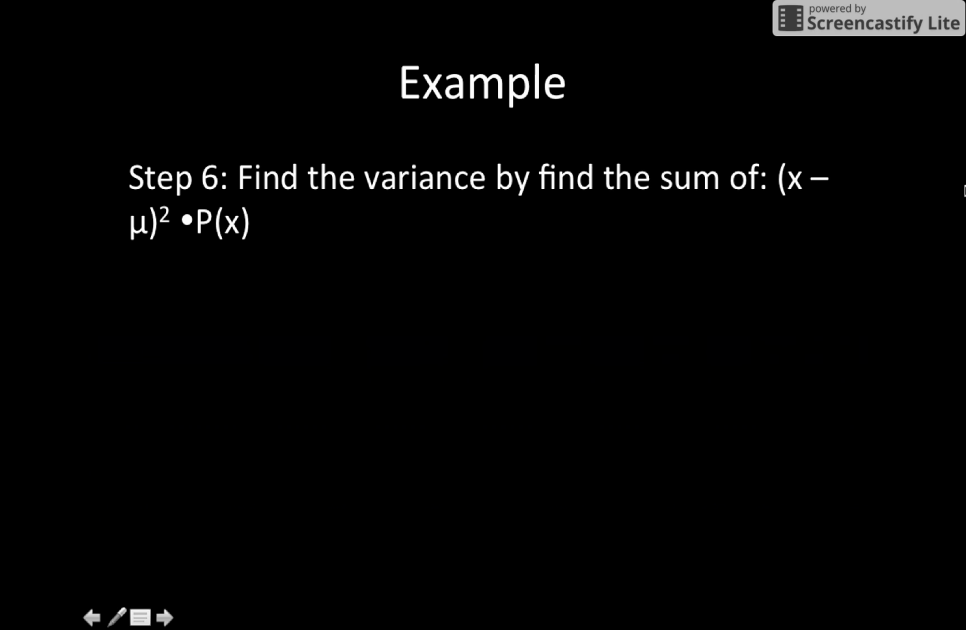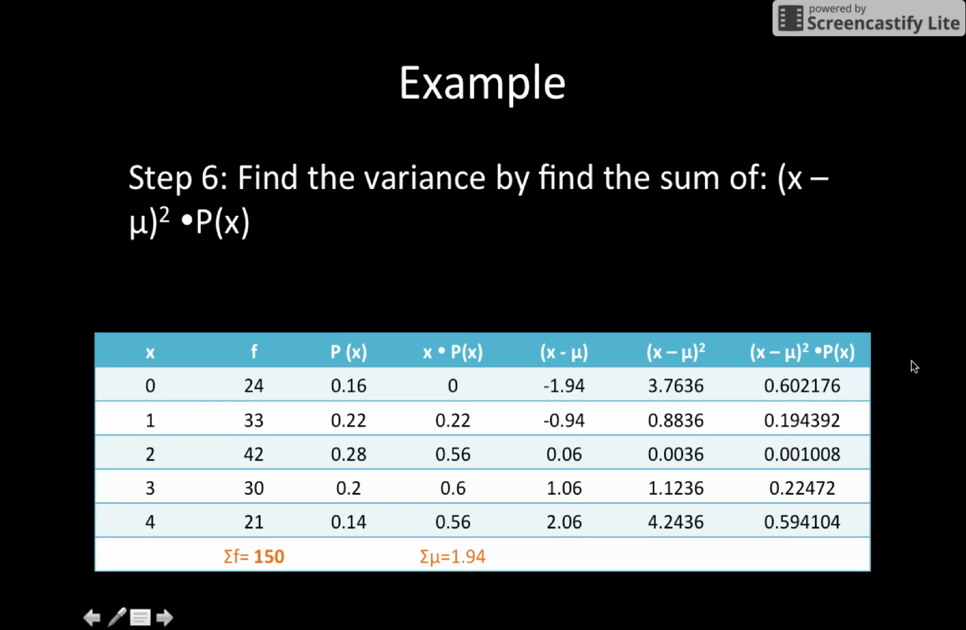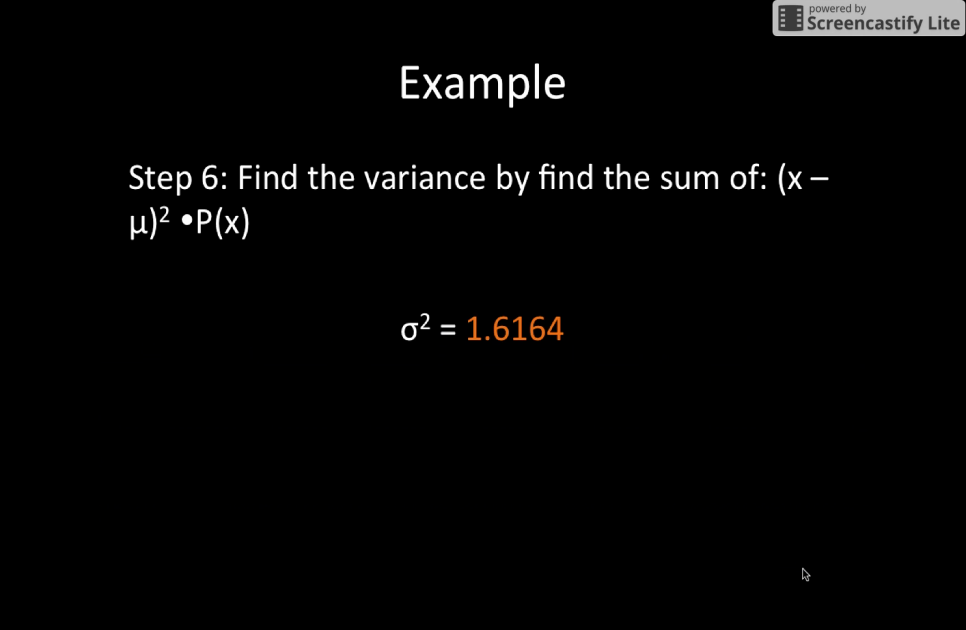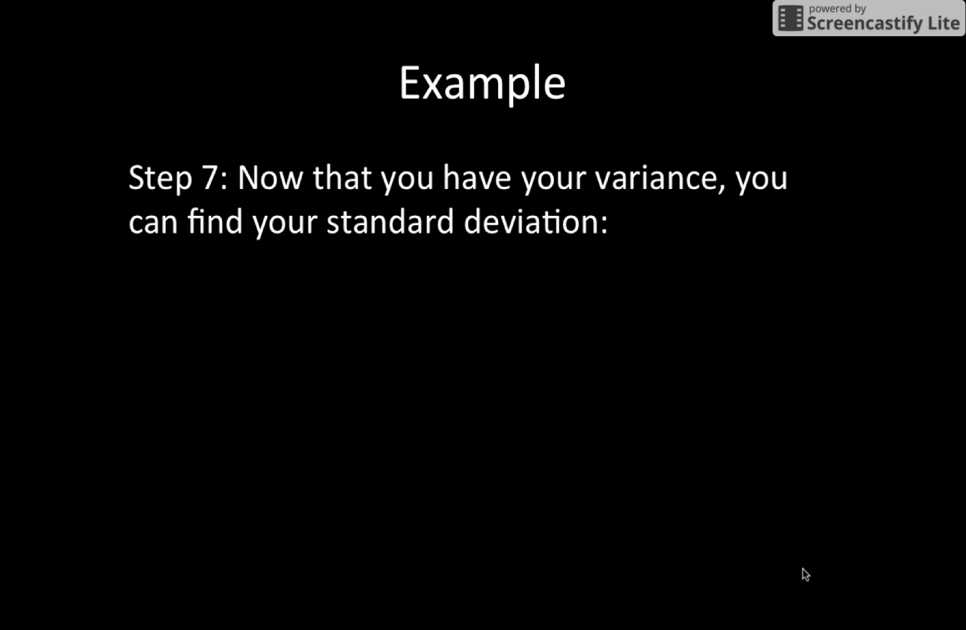Okay, so then you want to find your variance by finding the sum of your last column. So add up the following values for your last column, and your variance equals 1.6164. Now that you have your variance, you can find your standard deviation. You do that by taking the square root of your variance. And you get 1.3, which is rounded to the nearest tenth.